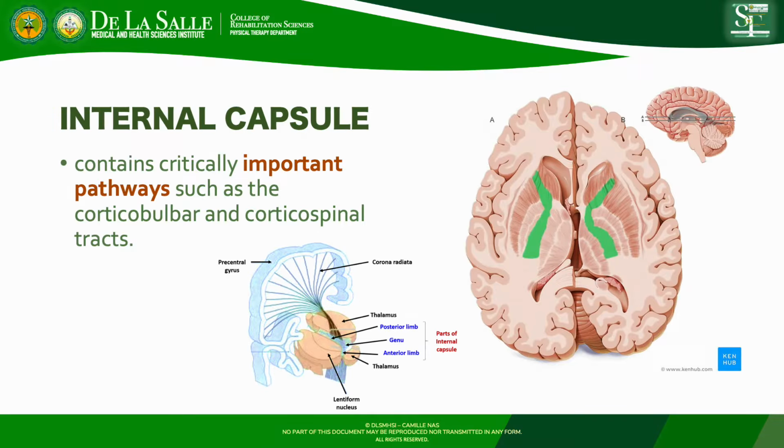Let's also talk about the internal capsule. The internal capsule contains critically important pathways such as the corticobulbar and the corticospinal tract. Remember, your corticospinal and corticobulbar tracts are part of your pyramidal system. So it means that the pyramidal system passes through the internal capsule. When you have damage or a lesion to the internal capsule, motor problems will occur because the axons that pass through this structure are mainly motor fibers.